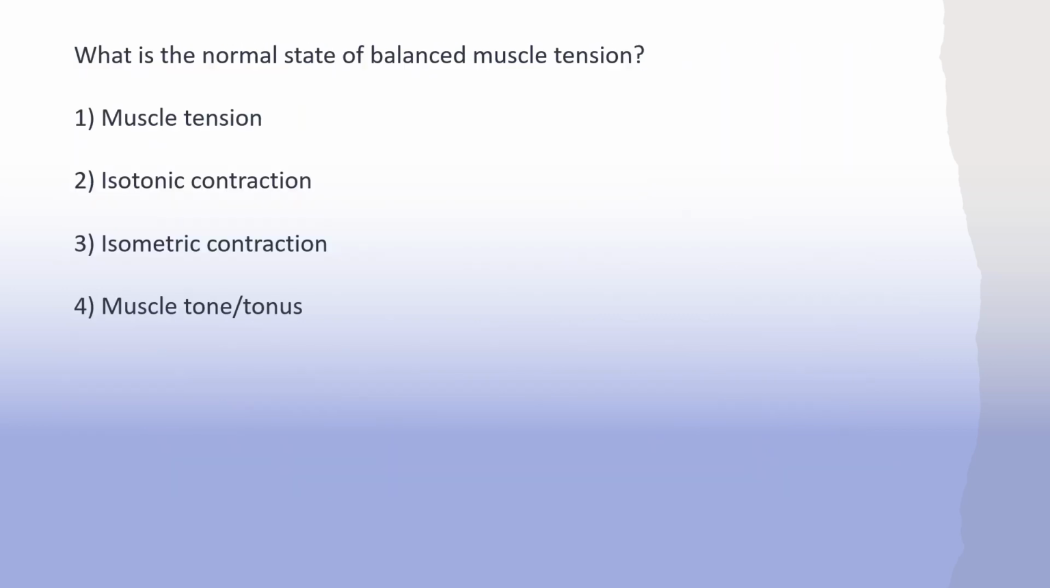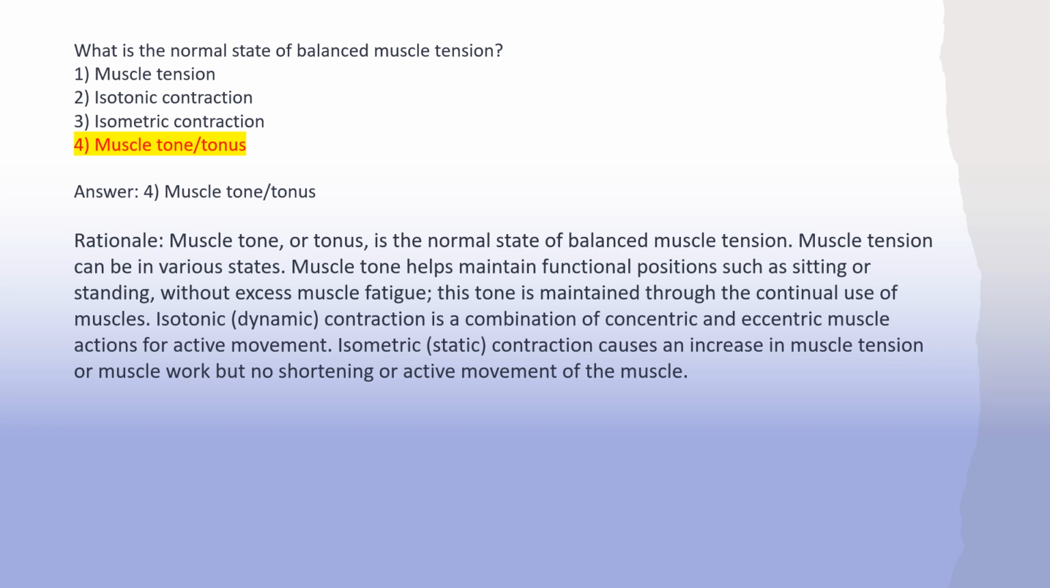What is the normal state of balanced muscle tension? 1. Muscle tension. 2. Isotonic contraction. 3. Isometric contraction. 4. Muscle tone, tonus. Answer 4. Muscle tone, tonus.